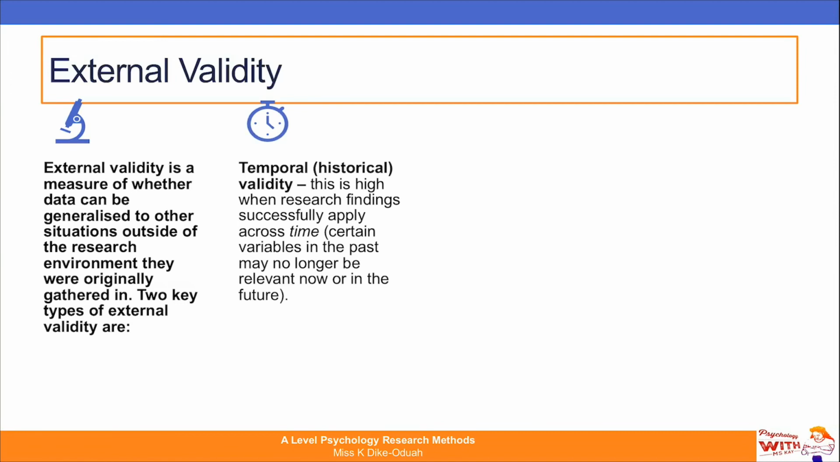And this is high when research findings successfully apply across time and perhaps where a particular research has been done very close to the present day. So research that has been conducted in 2019, we would say that it's high in temporal validity. Research that was conducted in the 1960s, we may argue that it's low in temporal validity.